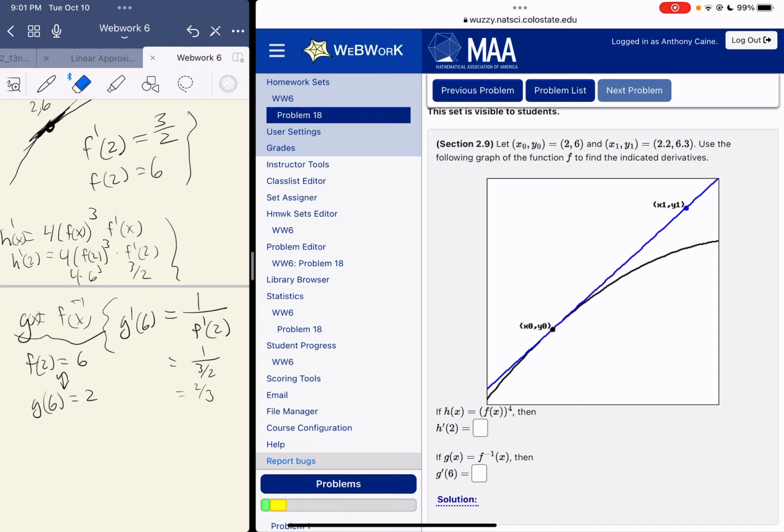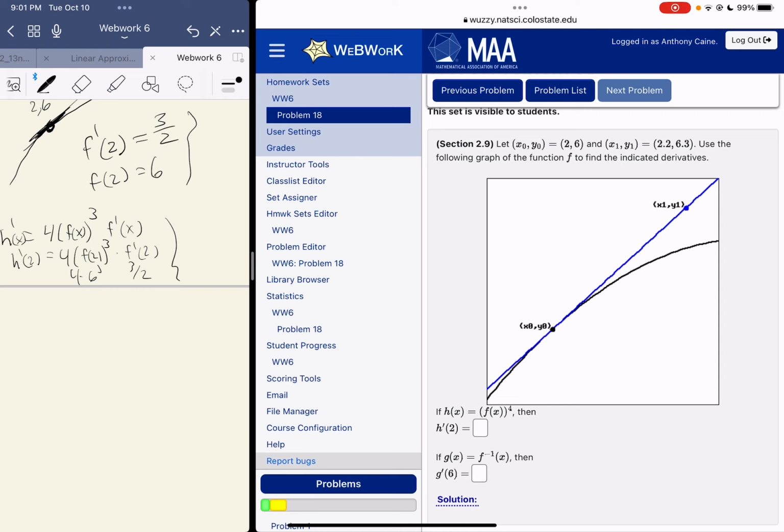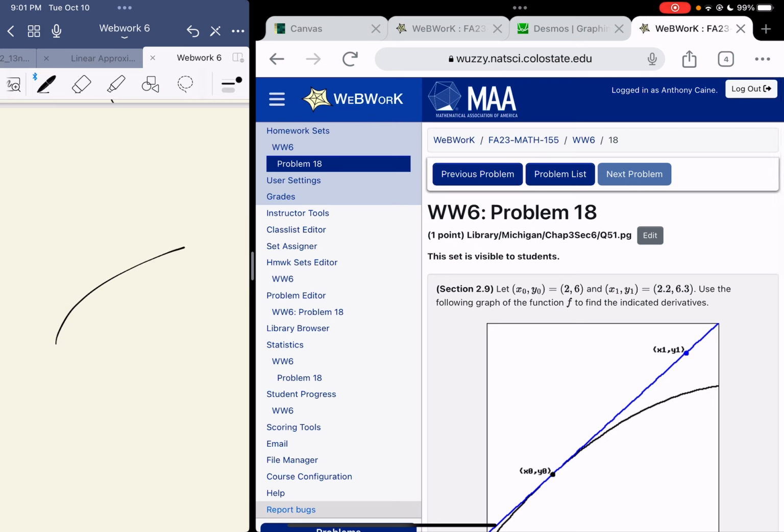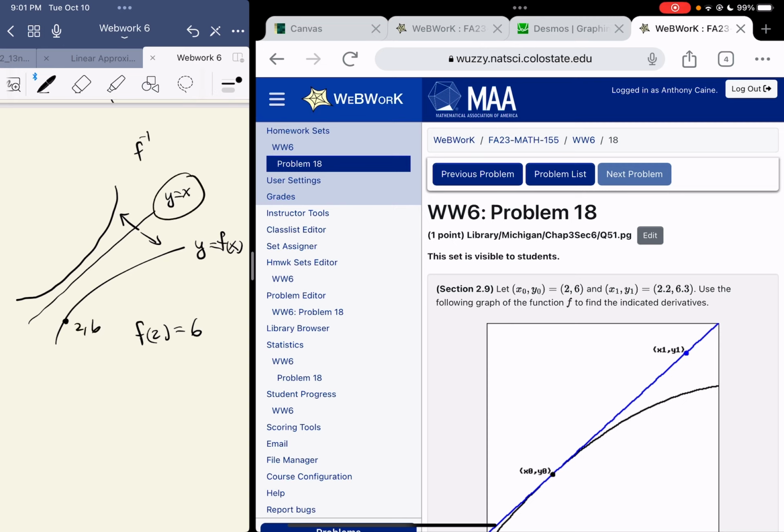But okay, now let me explain that a little bit better. So the inverse function, if you have some curve, and then here's the line y equals x. And here's y equals f of x. Then f inverse is what happens when you reflect along the line y equals x. So this is supposed to be a reflection. And so on the curve f, we know that f of 2 is equal to 6. So it has this spot 2, 6. And it turns out if you reflect over the line y equals x, that's just swapping.